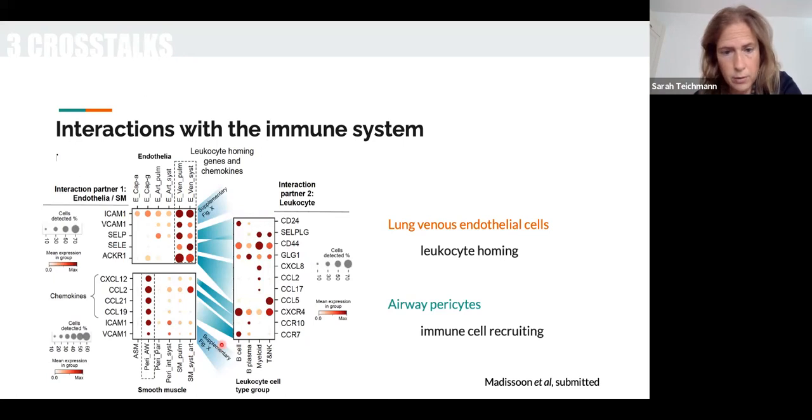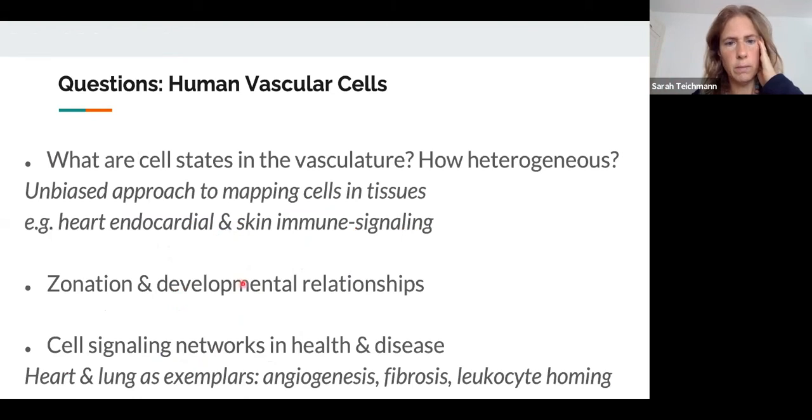A similar pattern is evident for airway pericytes, and this is the pericyte cell population shown down here that's secreting chemokines that are sort of calling and recruiting, again, these different immune cell populations. So you've got CXCL12, CCL2, CXCL21, CCL19, sort of these canonical chemokines that are recruiting immune cells and possibly contributing to extravasation.